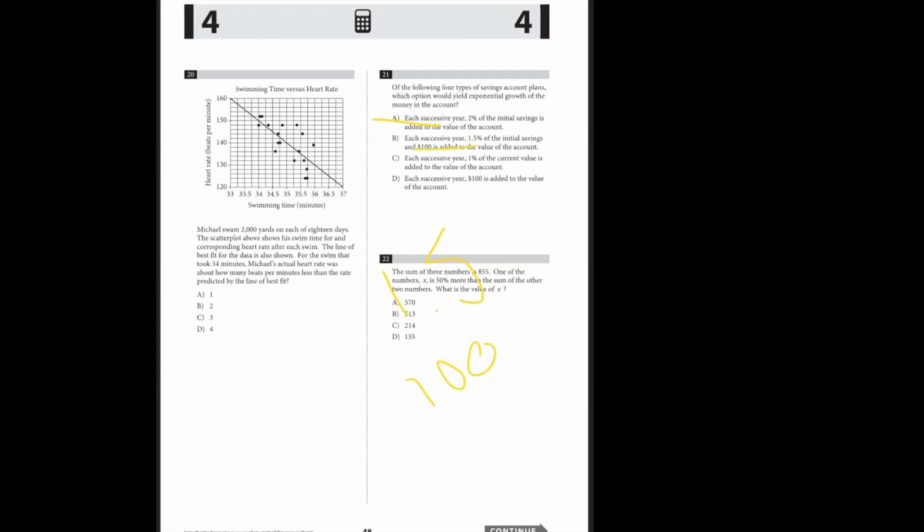Let's look at choice C. Each successive year, 1% of the current value is added to the value of the account. Well, if the current value is 100, you add 1%, it becomes 101. And then they add it every year. So now if your new value is 101, you take 1% of that. It would be slightly bigger than $1. So now it would be like 102.1, for example. So it is exponentially growing because you're adding more and more each year. So this is the answer to that problem. And let's look at choice D. Each successive year, $100 is added to the value of the account. No, that's just increasing by 100 each year. Not that one. So C is the answer to this.